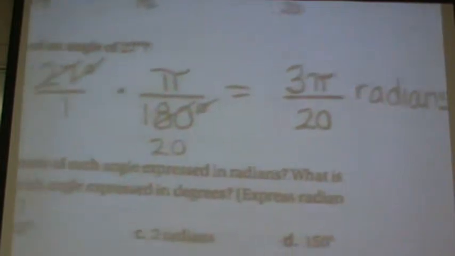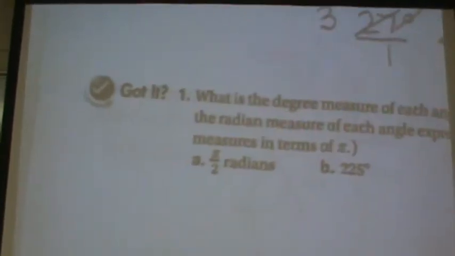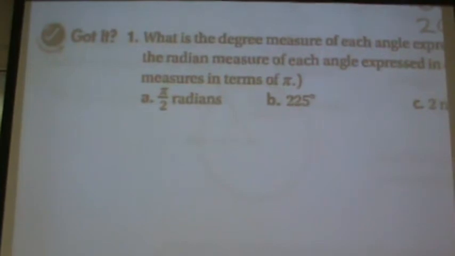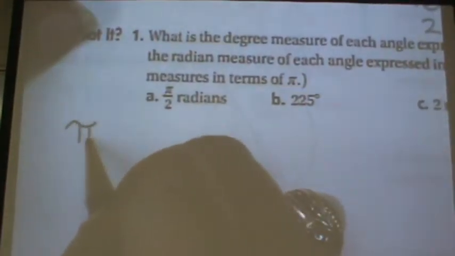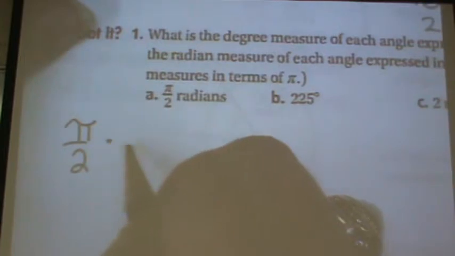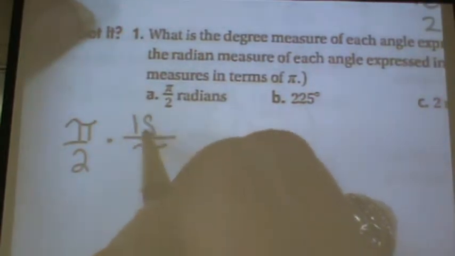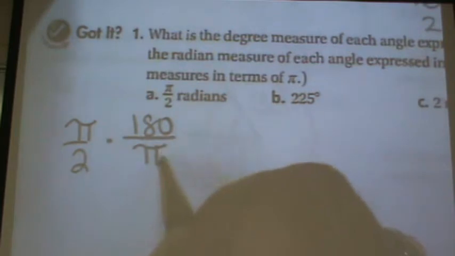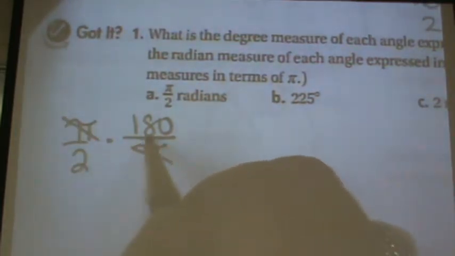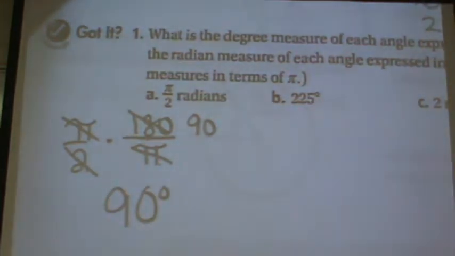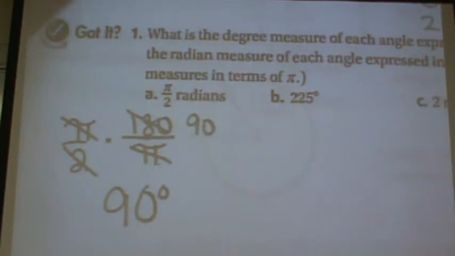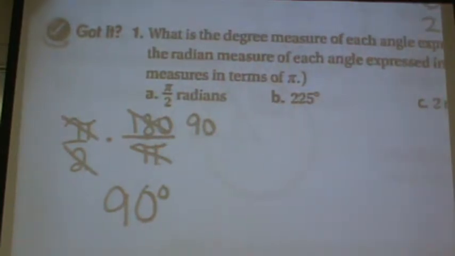Let's practice these next 4. Convert it. If it's in radians, convert it to degrees. If it's in degrees, convert it to radians. So pi over 2, and you guys already know this one probably. Radians. Pi over 2 is how many degrees? So you want to multiply by 180 over pi, so cross these out. How many times does 2 go into 180? 90. So this is 90 degrees. And we knew that pi over 2 was 90. That's one of the easy ones for us to remember.